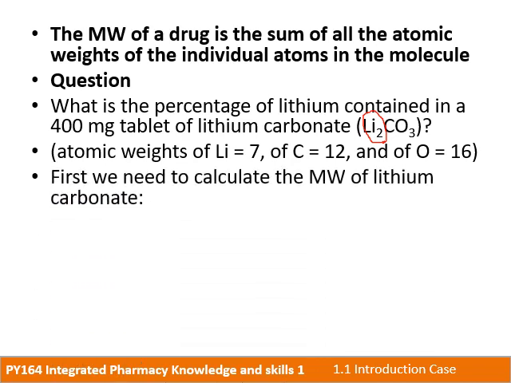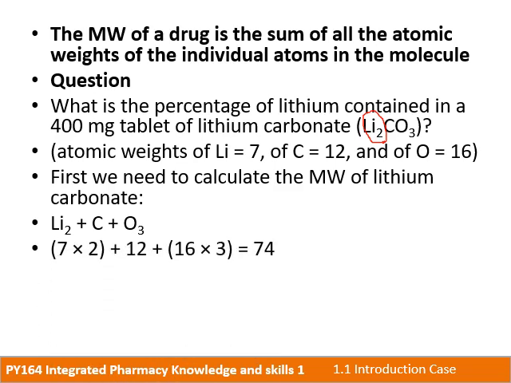So first of all, we need to find out what's in the whole of the lithium carbonate. So we need to look at 2 lithiums plus a carbon plus 3 oxygens. And if we work that out, it comes to 74. Lithium is 7, carbon is 12, oxygen 16, and that's how we get to the 74. So that's our lithium carbonate.